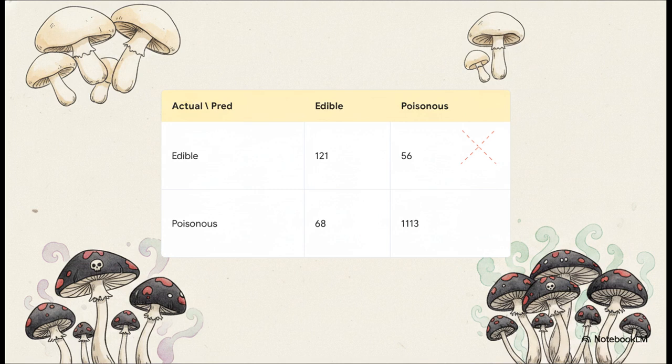If we look closely at this matrix, the model correctly identified 121 edible mushrooms and over 1,000 poisonous ones. Awesome. It also labeled 56 edible mushrooms as poisonous. A false alarm, sure. But hey, you just miss out on a meal. But look at the bottom left. The algorithm took 68 highly toxic, actual poisonous mushrooms and confidently predicted they were perfectly safe to eat.